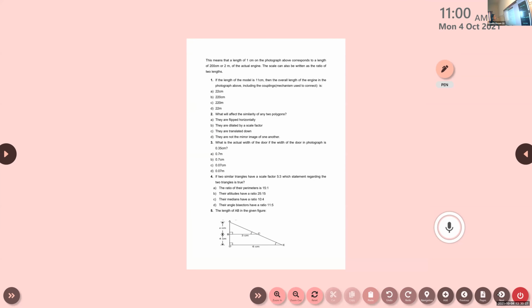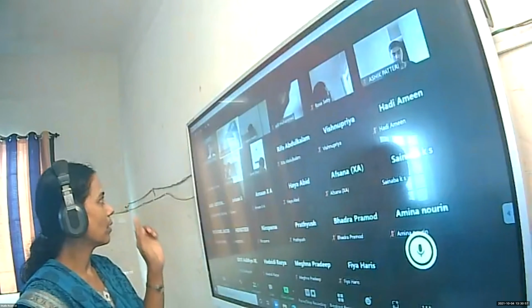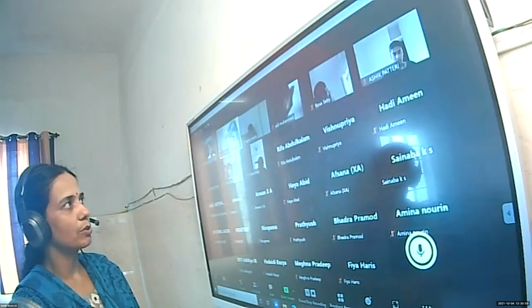This question is an important one, children. Note down. Look at the question here. This means the length of 1 centimeter on the photograph above corresponds to a length of 200 centimeters or 2 meters of the actual length. The scale can be written as the ratio of two lengths. So what is meant by scale here? Size of the image by size of the object. 1:200 is the scale factor used.